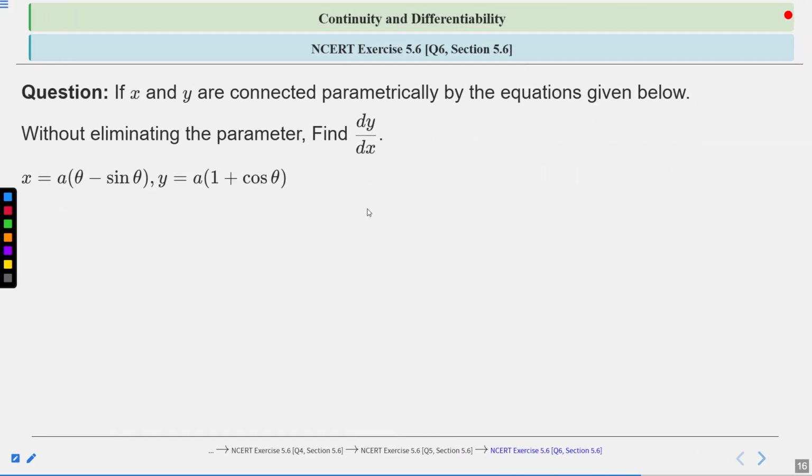Next question is NCERT exercise 5.6 question number 6, which says if x and y are connected parametrically by the equations given below, without eliminating the parameter, we have to find dy by dx. Right, again x is equal to a times theta minus sin theta and y is equal to a times 1 plus cos theta, right? Again, you have 40 seconds to solve or think about this question. After that, we'll move to the solution part.